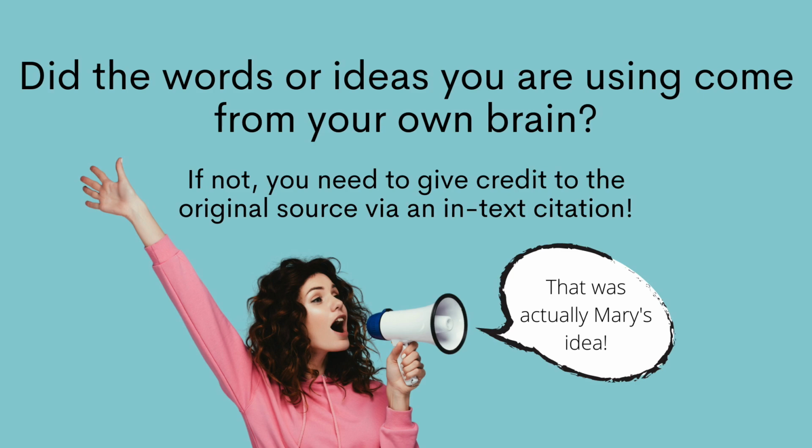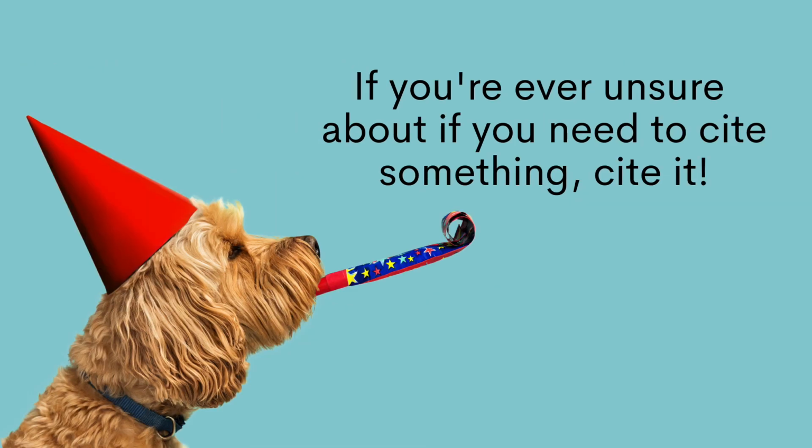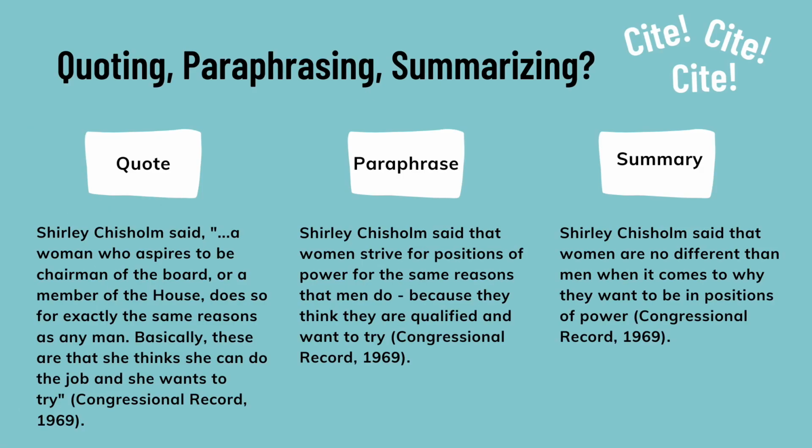This makes it clear to your reader that the information didn't come from you. If you're ever in doubt about whether you should cite something, cite it. APA asks that you include an in-text citation anytime you do one of these things. You quote directly from a source by including a word-for-word passage. You paraphrase from a source by taking a passage and putting it into your own words. Or you summarize the main idea of a piece of information.